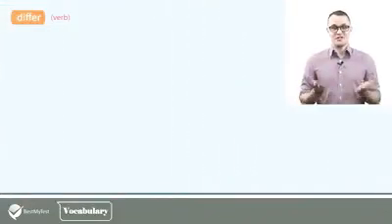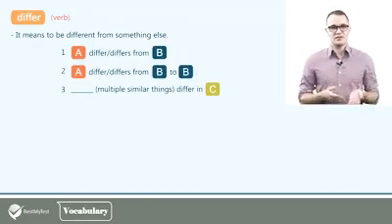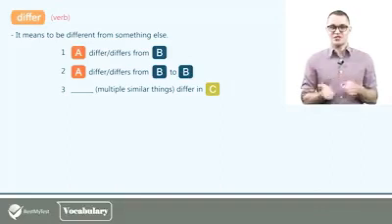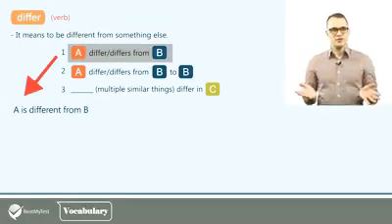Okay, the first word in this group is the verb differ. To differ means to be different from something else. You will often see the following patterns with the word differ. A differs from B. A differs from B to B. And multiple similar things differ in C. The first one, A differs from B, means that A is different from B.